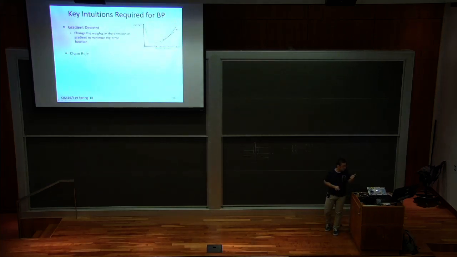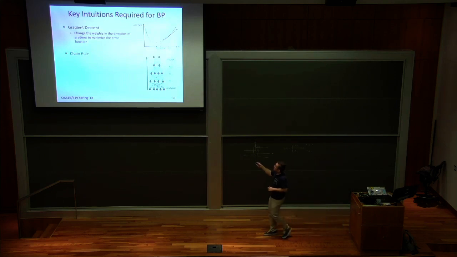Second, the chain rule. I'm going to use the chain rule in order to find gradients at each of the intermediate layers, right? So this is my neural net. I'm going to calculate the error here, and use the chain rule in order to calculate the gradient of the error with respect to all the weights in each of these layers. So for example, the gradient with respect to this weight.